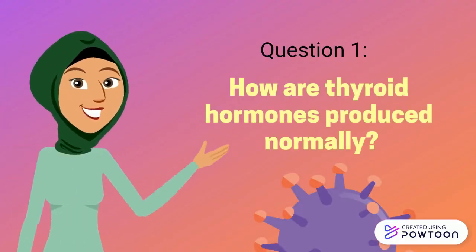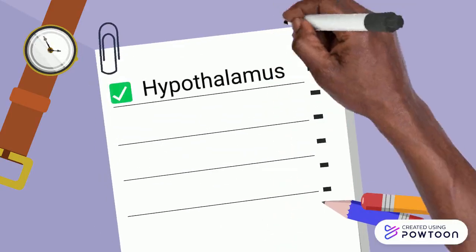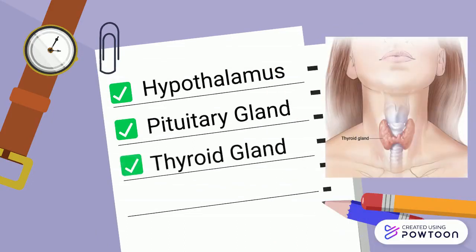of thyroid hormones. Let's have a look at how thyroid hormones are produced normally. Some of the important structures that need to be noted are the hypothalamus in the brain, below which is the pituitary gland consisting of the anterior and posterior lobes, and the thyroid gland, which is located at the front of the neck, just below the larynx.